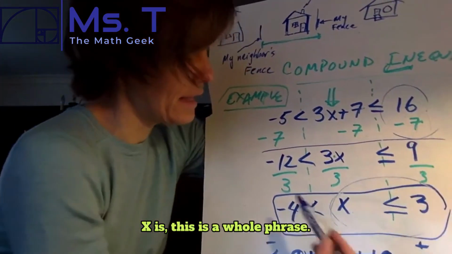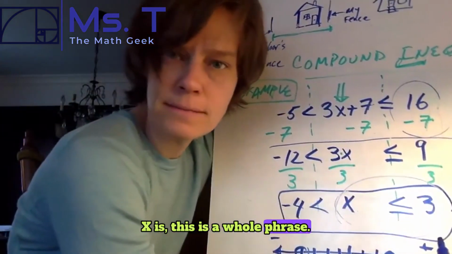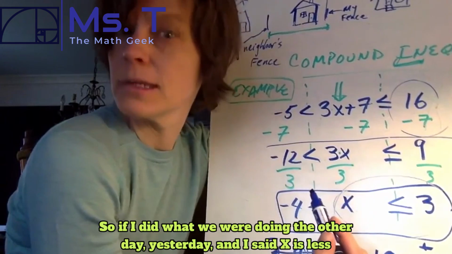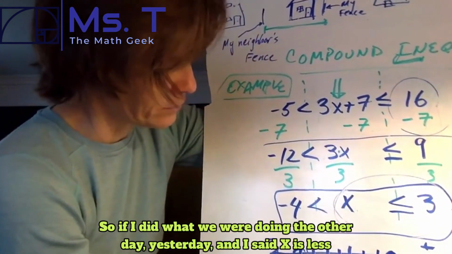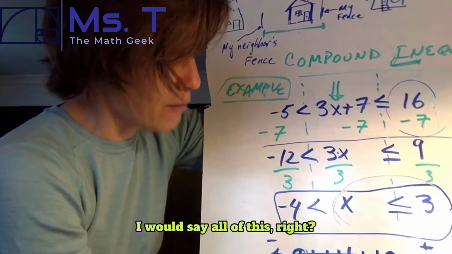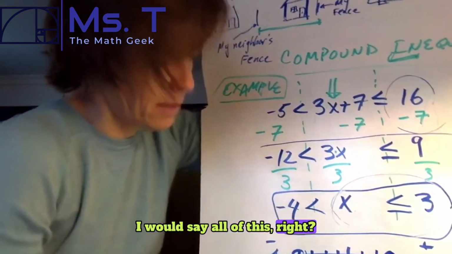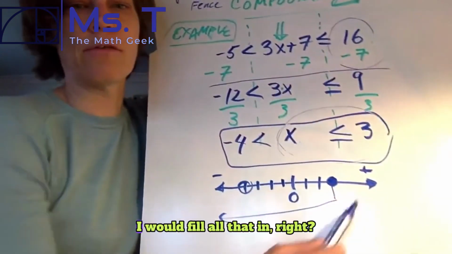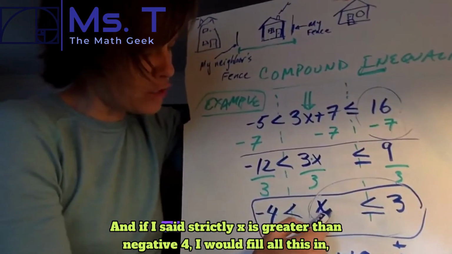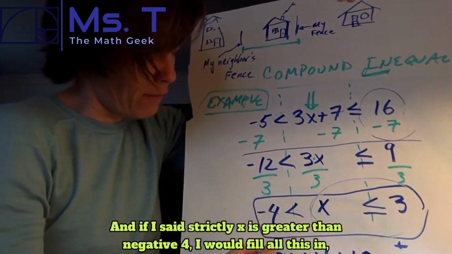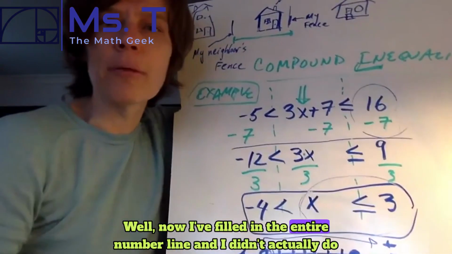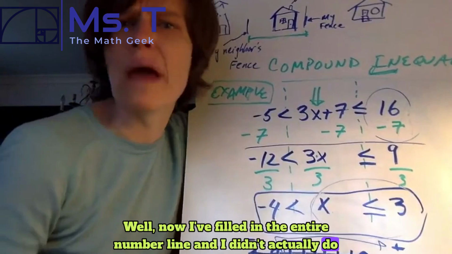X is, this is a whole phrase. So if I did what we were doing the other day, yesterday, and I said x is less than or equal to 3, I would say all of this, right? I would fill all of that in. Can you see it? I would fill all that in, right? Less than or equal to. And if I said strictly x is greater than -4, I would fill all this in, right? Well, now I've filled in the entire number line, and I didn't actually do anything.